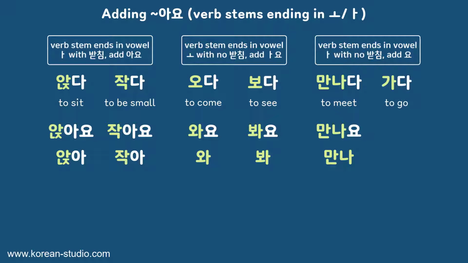To give you another example, the verb 가다 means to go, and its polite form is 가요, and its casual form is 가. And that's how we add 아요 to make verbs into present forms. The verb stem must end in the vowels o or a, and depending on the vowel it ends in and whether the verb stem ends in 받침 or not, there were three key patterns to adding 아요.